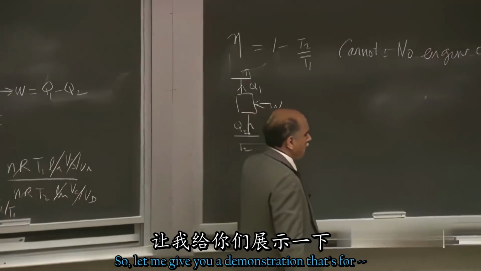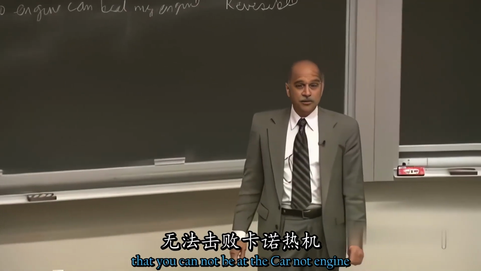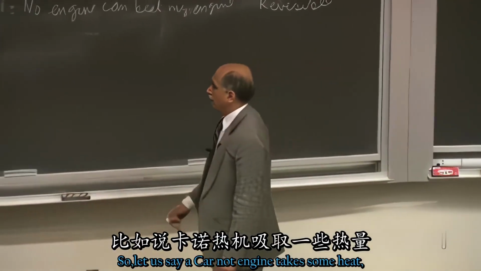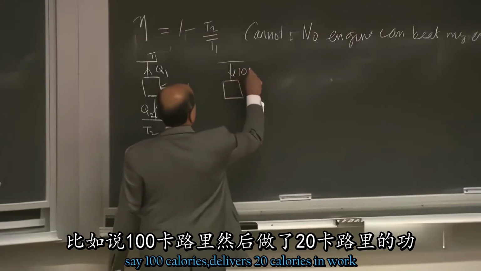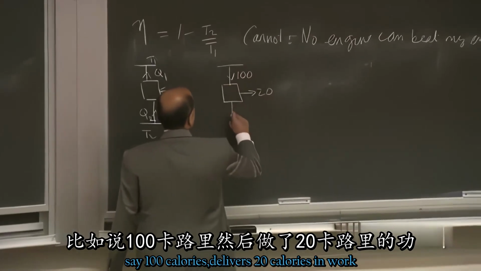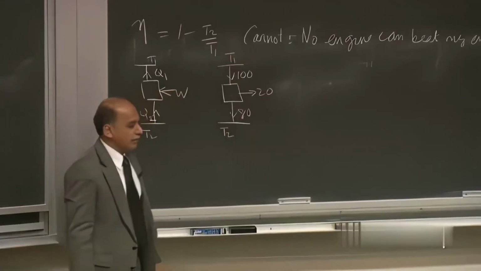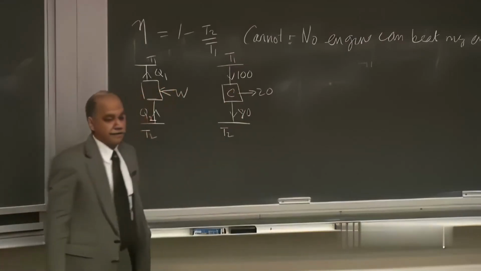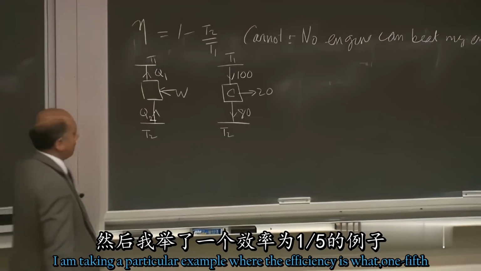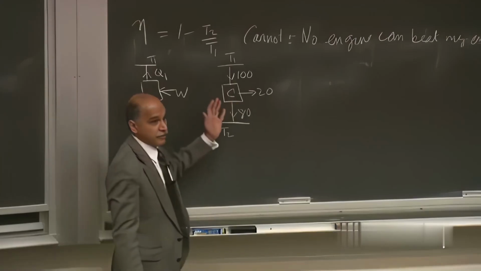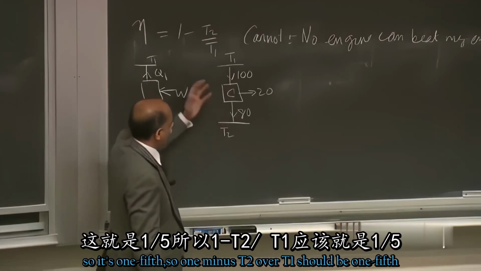So let me give you a demonstration that, as far as I can tell, is good enough for our present purpose, that you cannot beat Carnot engine. So let us say a Carnot engine takes some heat, say 100 calories, delivers 20 calories in work, rejects 80 calories. It's operating between some two temperatures, T1 and T2. This is the Carnot. I'm taking a particular example where the efficiency is what? 1/5. So 1 minus T2 over T1 should be 1/5.